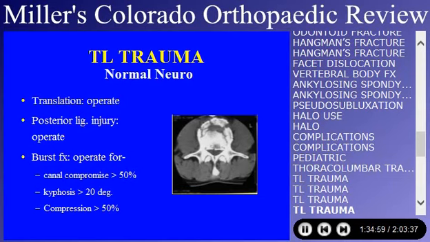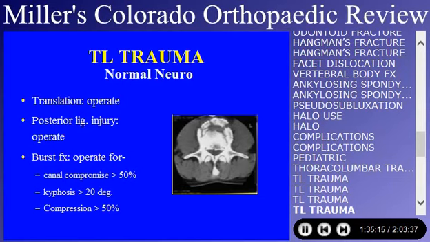In the burst fracture, which is really kind of the classic thing that gets argued about, in general, I would recommend that you consider operating if there's canal compromise greater than 50% by the burst fragment, which you see very nicely here on this CT scan.